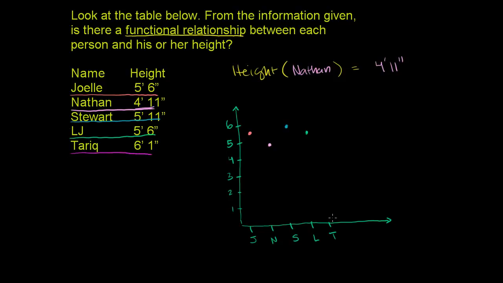He's the tallest guy here. Tariq is right up here at 6'1". So notice, for any one of the inputs into our function, we only have one value. So this is a functional relationship.